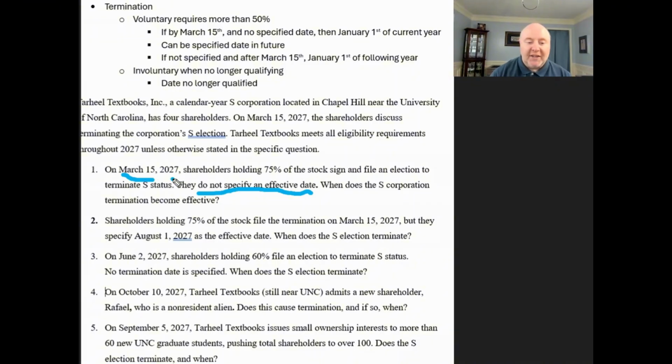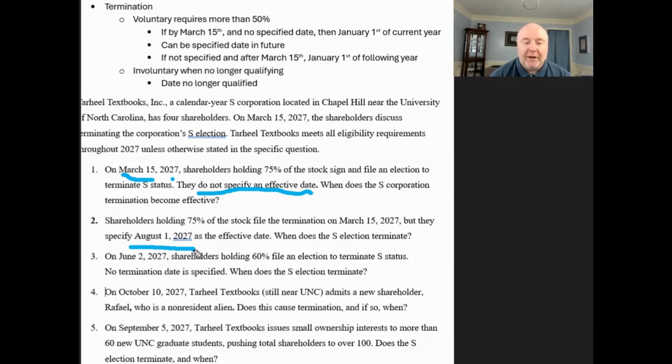All right, so let's look at the second one. Shareholders holding 75% of the stock file a termination on March 15th, 2027, but they specify August 1st, 2027 as the effective date. When does the S election terminate? All right, you can pick a date in the future. That was fine. Now, they couldn't say February 4th because that's not in the future. So we would terminate on August 1st, 2027, a date in the future, fine, great.